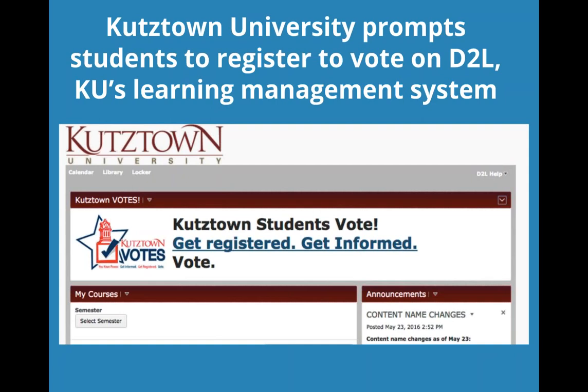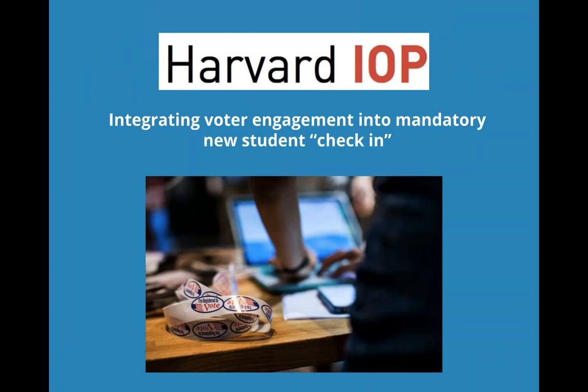So up next, a little bit different from the previous two, we have the Harvard IOP. This fall, Harvard Institute of Politics is launching a new program that will integrate voter engagement into mandatory new student check-in. So it's an effort to standardize campus voter registration for students. Students will be guided through the voter registration process, as well as have the opportunity to opt for notifications about upcoming elections and request an absentee ballot, even if they have already registered to vote.